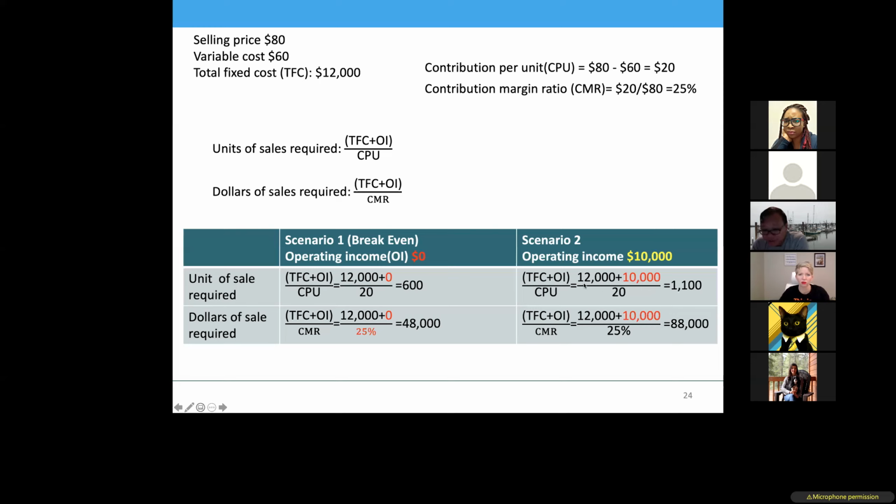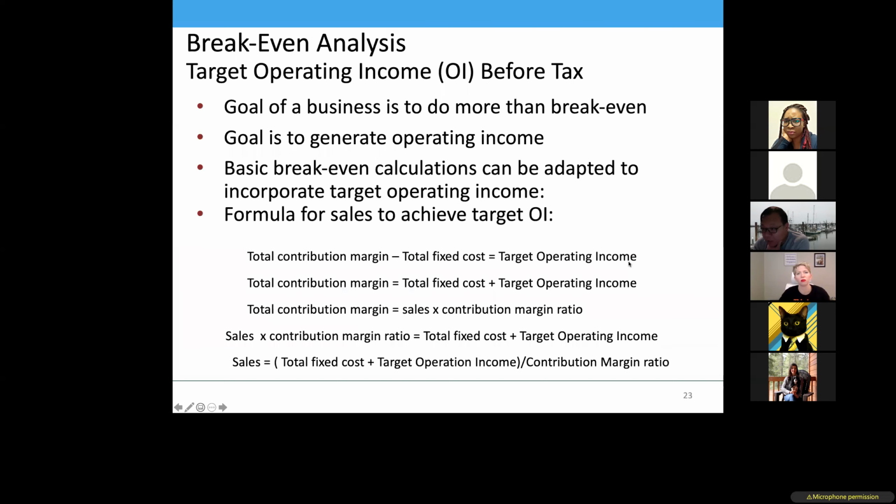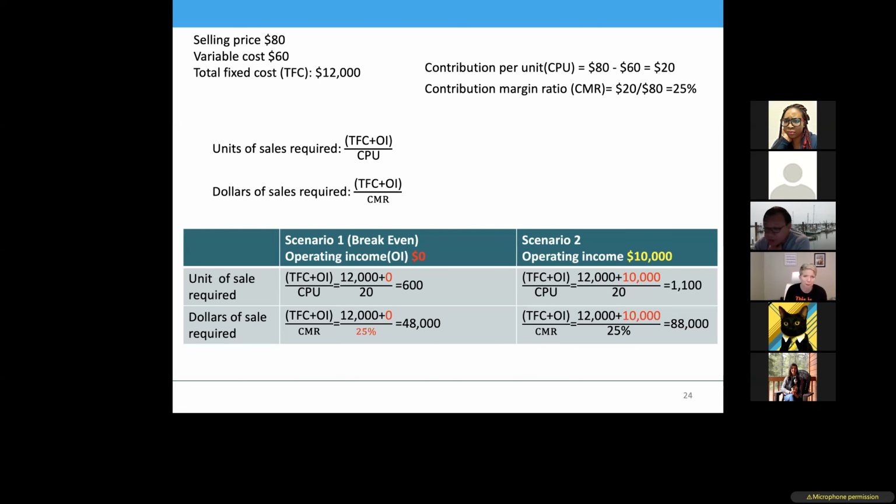Now, what if I want to make an operating income of 10,000? You use the same formula: 12,000 plus the target operating income 10,000, divided by contribution margin per unit. So that's 1,100 units. In order to make an operating income of $10,000, you have to sell 1,100 units. If you only sell 600 units, you are not making money, and you are not losing money either. But to make 10,000 income, you have to sell an additional 500. Why?